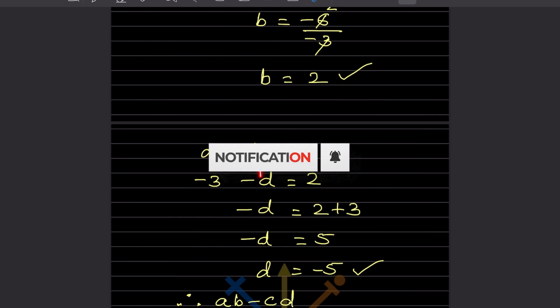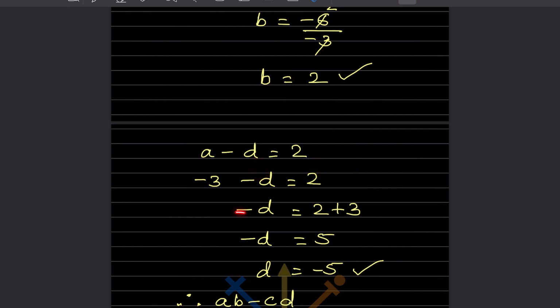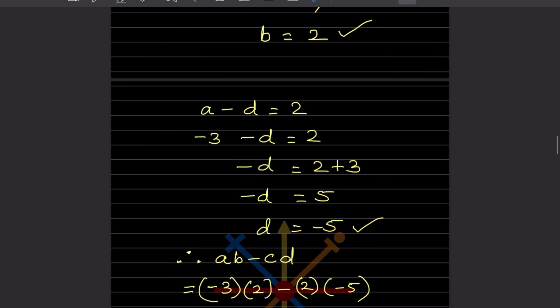You don't know D here. So if you arrange this one, minus D is equal to 2 minus 3. If this minus 3 goes to the other side, it is going to be plus 3. So minus D is 5. Whenever you have such a case, minus D is 5 means D is going to be minus 5.